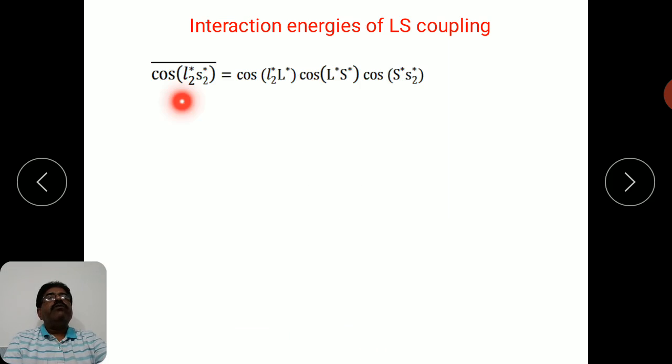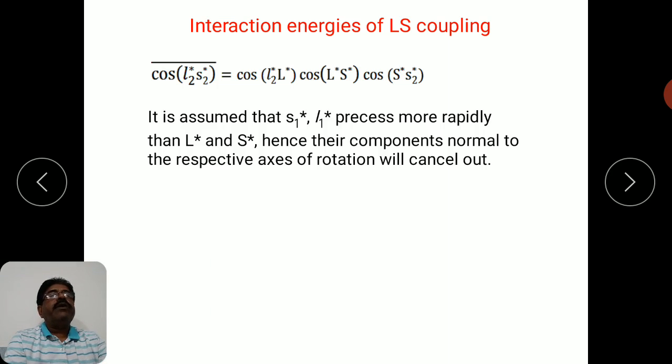And another value, the average value of the cosine function, cos of L2 star S2 star. The average value of cos of L2 star S2 star is equal to cos of L2 star L star, cos of L star S star, into cos of S star S2 star. Okay, so it is assumed that the two quantities S1 star and L1 star precess more rapidly than the two vectors L star and S star.